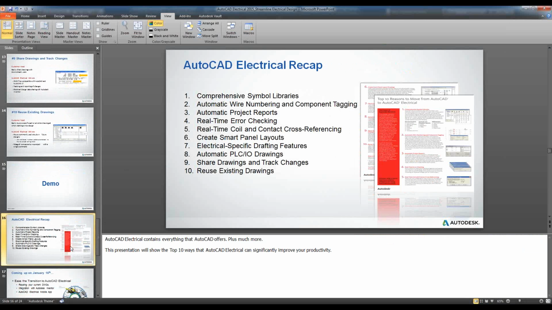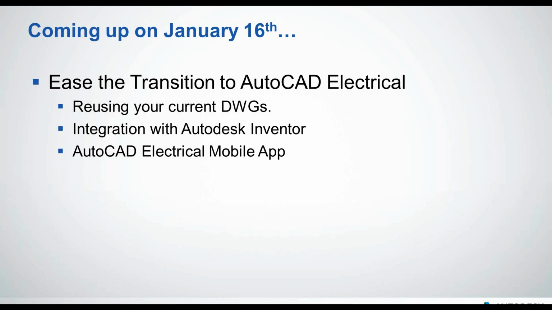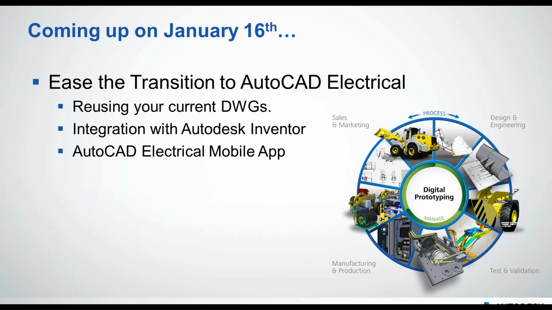So now if we want to talk about what's to come in this series, upcoming on January 16th to be exact, we're going to talk about easing the transition from AutoCAD to AutoCAD Electrical. That means reusing your current DWGs and how you can take them in multiple different ways and decide how much information you want to reuse or how much you want to start from scratch.